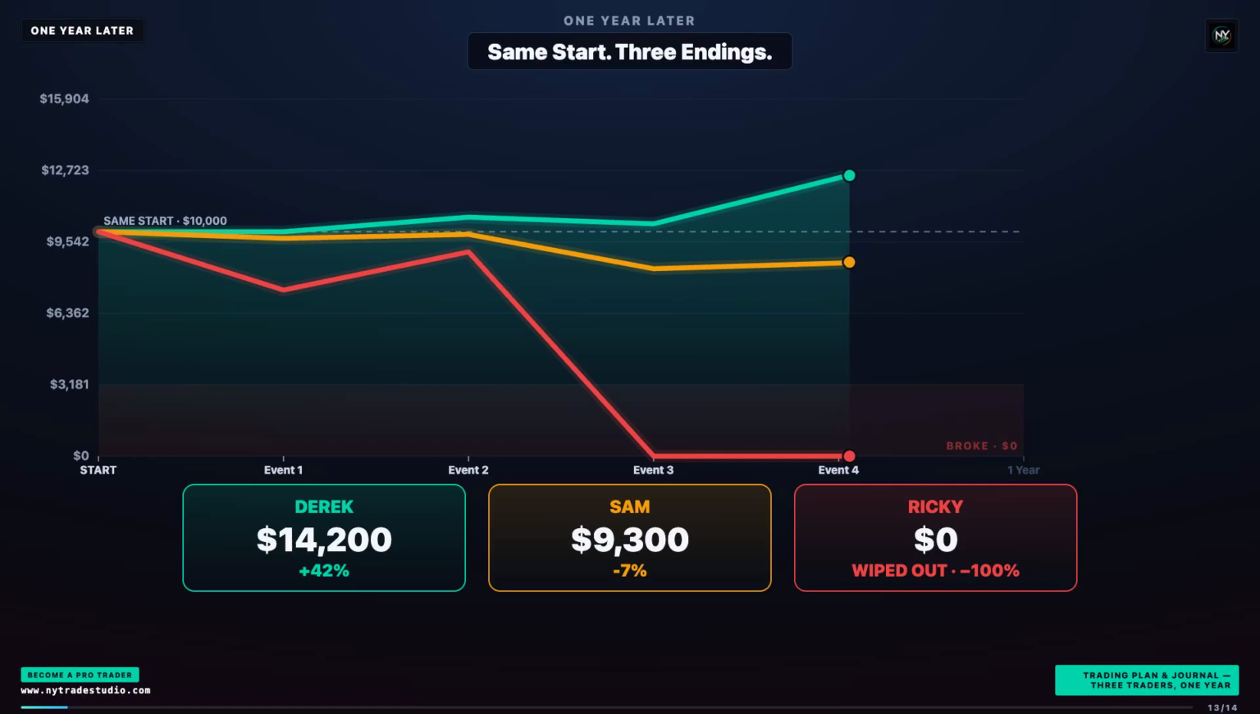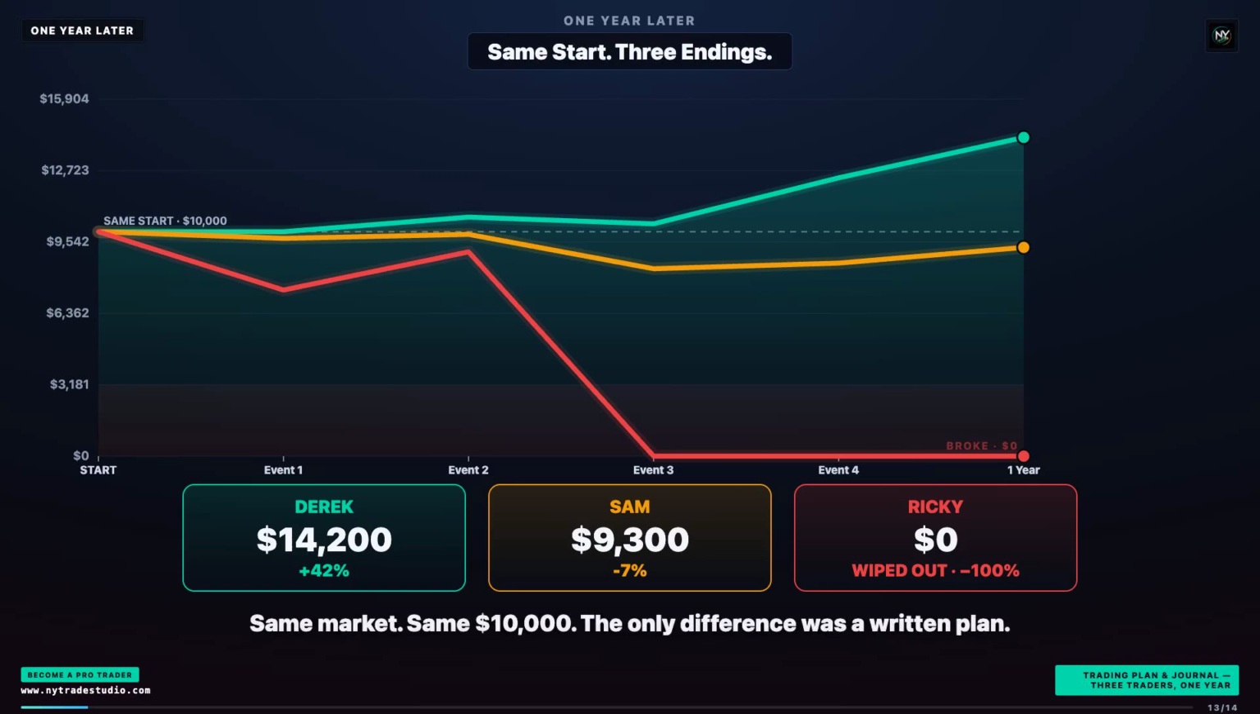Look at all 3 curves at once, because this single picture is the entire video. They did not have different markets, they did not have different luck, not over a whole year. They started with the same money and saw the same charts. The only thing that separated the winner from the broke was a written plan, a risk rule, an honest journal, and a weekly review. That is the whole game, and now you have watched it happen.